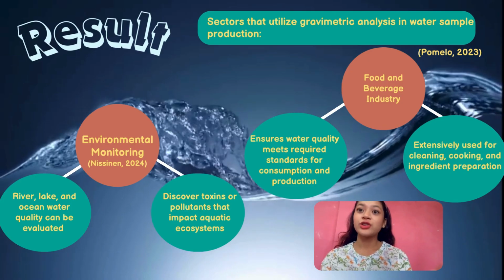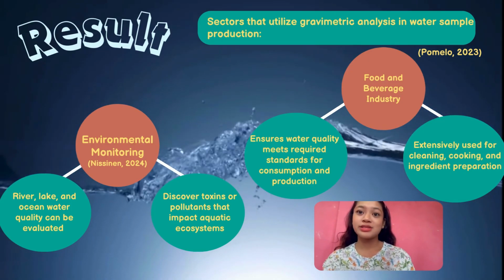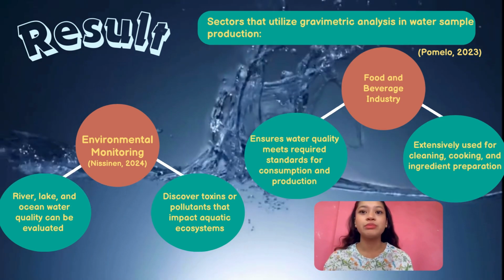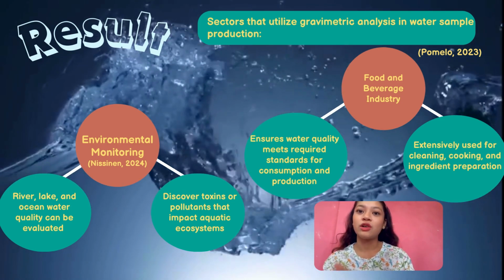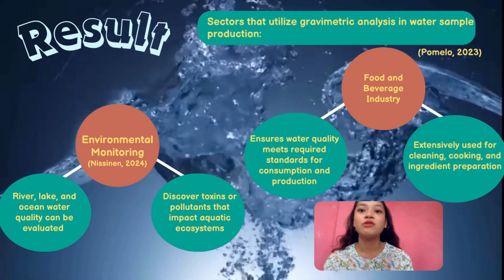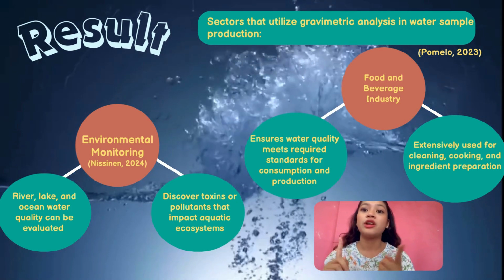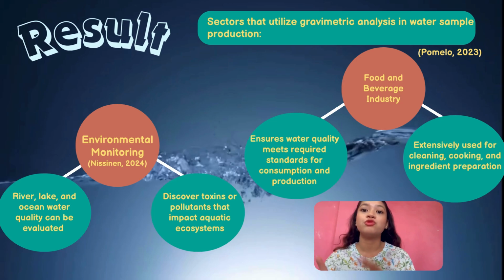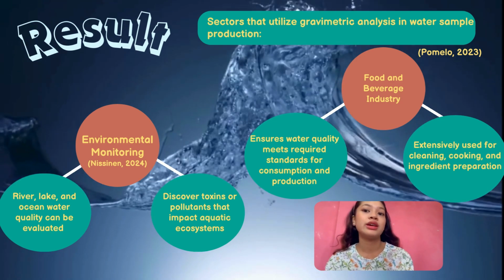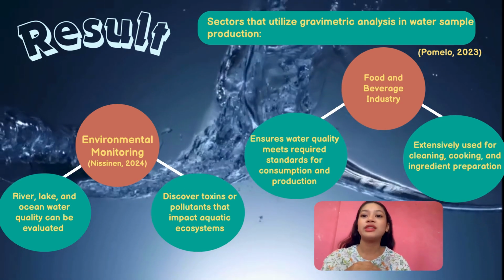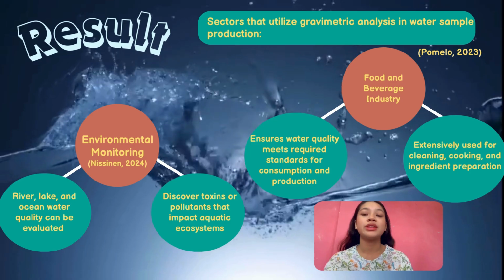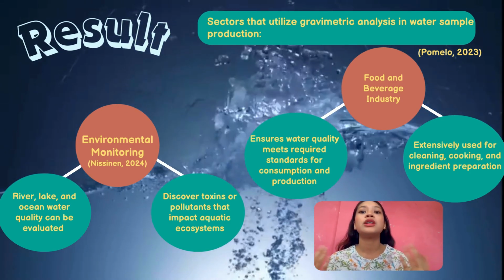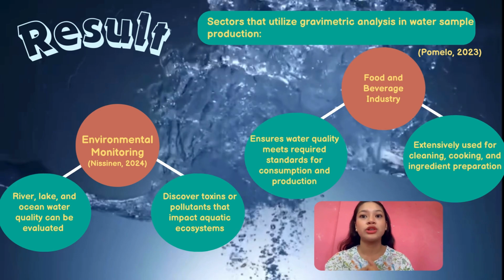As a result, gravimetric analysis might sound like a mouthful, but it's a straightforward process with a huge impact. Here are examples of industries that utilize gravimetric analysis. Gravimetric analysis aids in assessing water quality in rivers, lakes, and oceans. Scientists use this method to identify pollutants or contaminants affecting aquatic ecosystems, enabling effective conservation and management strategies.